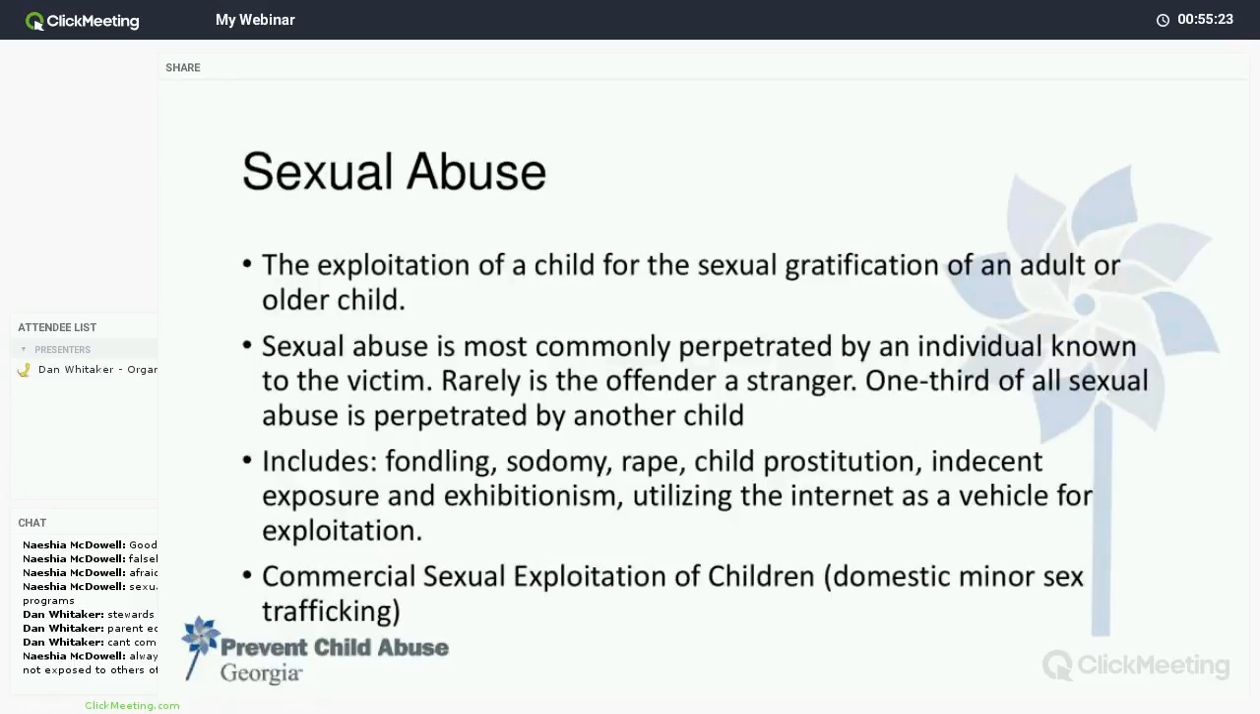So here are some of the facts that we see. Exploitation of a child for sexual gratification of an adult or older child is considered abuse. It is most commonly perpetrated by an individual known to the victim. So we need to get rid of stranger danger. It is usually people close to the family or the family themselves. And 1/3 of all sexual abuse is perpetrated by another child. So we need to be careful where we're having situations with a lot of older youth and younger youth. And also this definition includes commercial sexual exploitation of children. So CSEC, there's a lot of great things going on in Georgia regarding that as well.